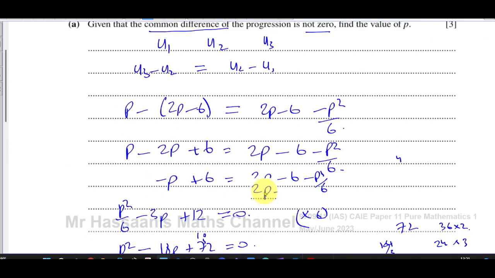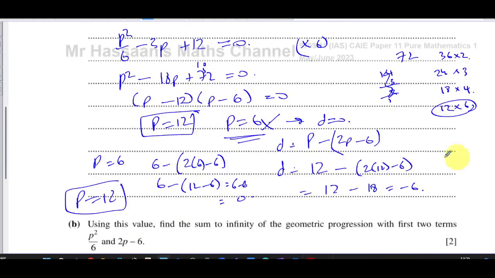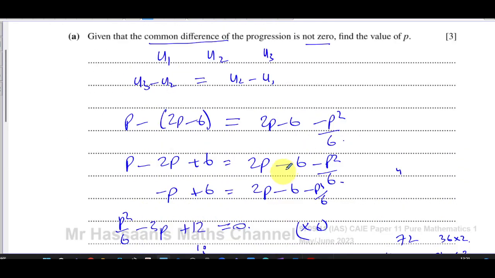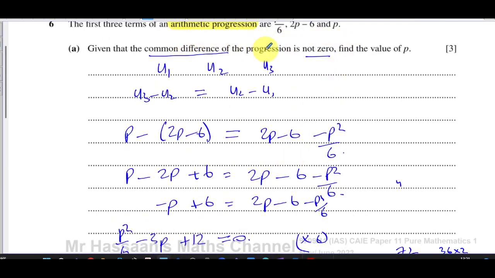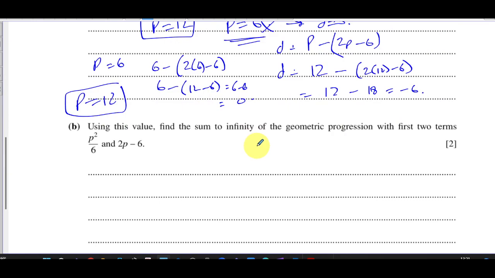If I use P equals 6, the common difference is going to become 0. As we can see from here, if I use 6 here, that's going to be 36 over 6, which is 6. If I use 6 here, it's going to be 2 times 6, which is 12, minus 6, which is 6. If I use 6 here, it's going to be 6. The common difference will be 0. It's just going to stay the same number each time if P equals 6. So P must equal 12 here. So that's why it says find the value of P, given that the common difference is not 0. So P equals 12 is our answer.